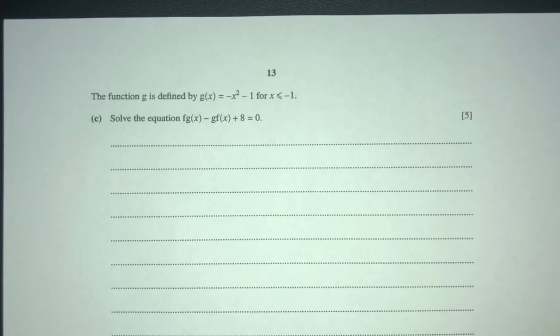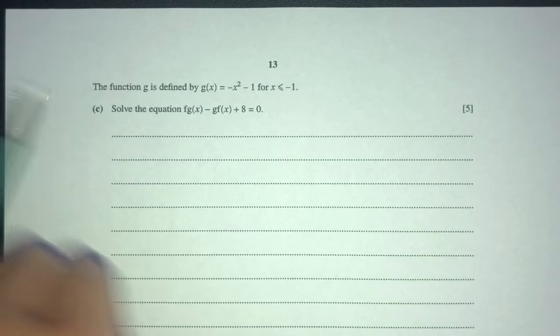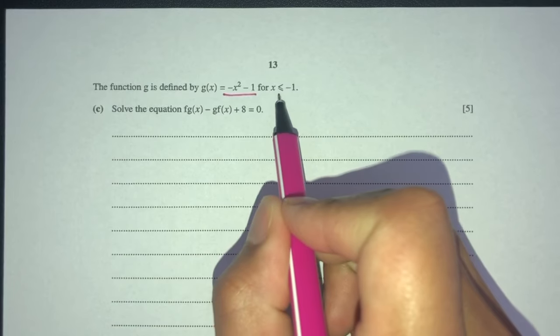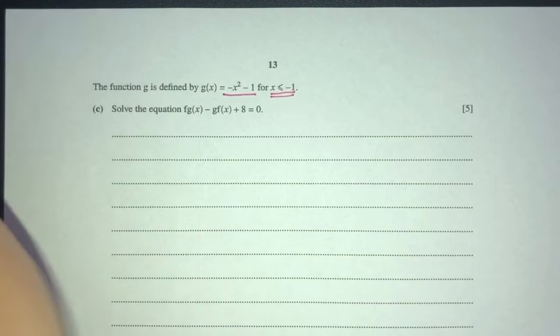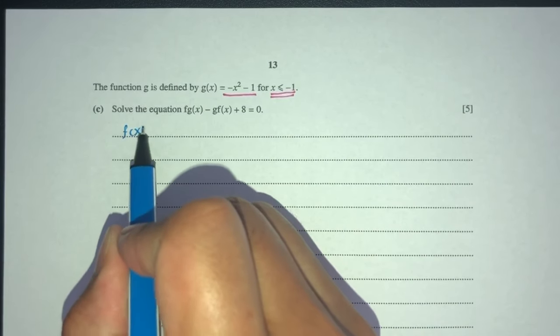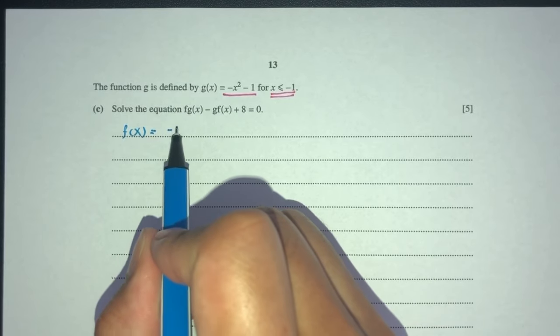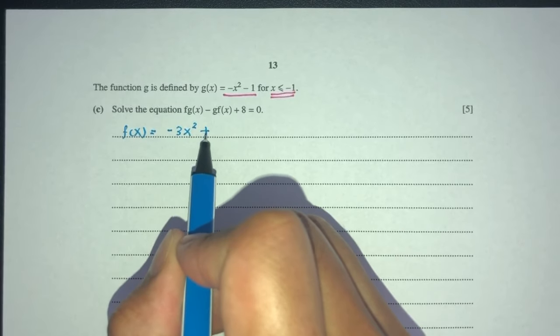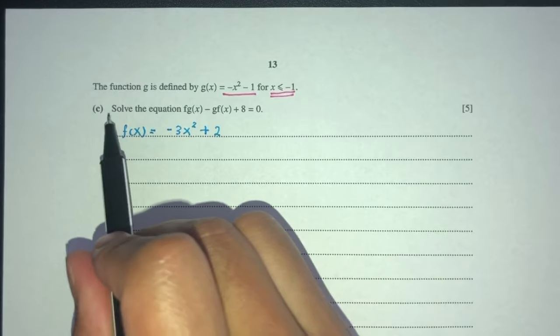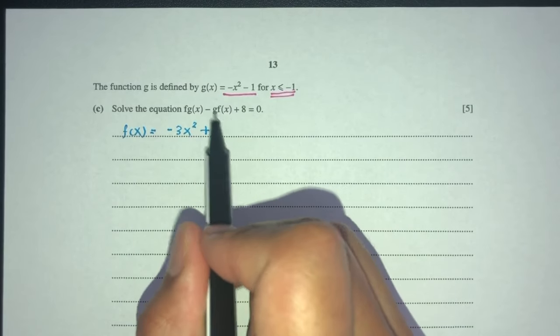Now let's move on to question part C. So we have g of x is this, again for x less than or equal to minus 1. Now what is the value of f of x? Let me write this down again. So f of x was given to you in part 1 as minus 3x squared plus 2. So first thing first, we have to solve this equation. So let's find this and find this.